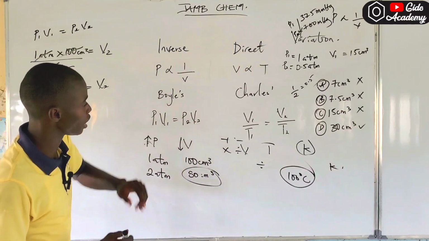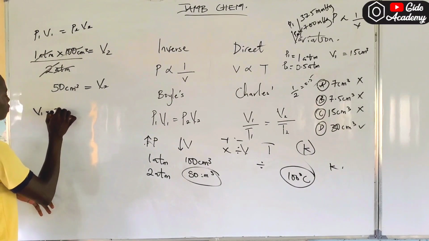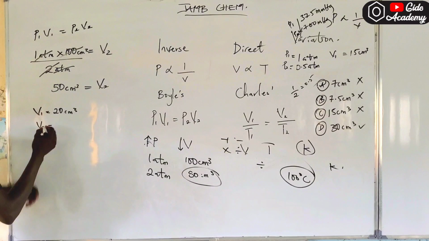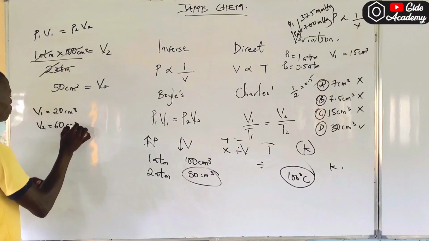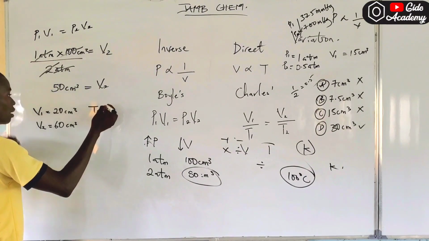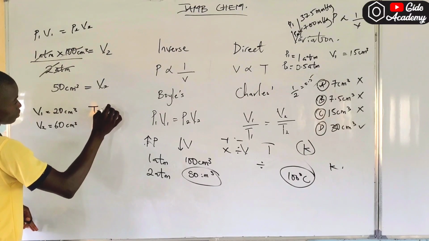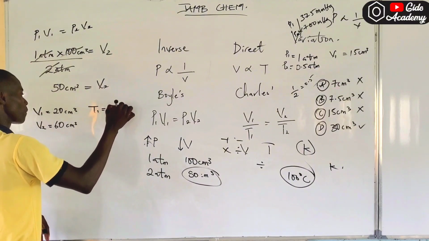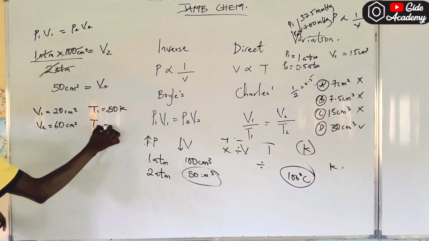So let us try something out. Let's say my initial volume, my V1, is 20 cm cube. My V2, let me bring out something that is kind of simple, 60 cm cube. Then my T1 will be, let me use, let's say, 50 Kelvin. Then what will be the T2?